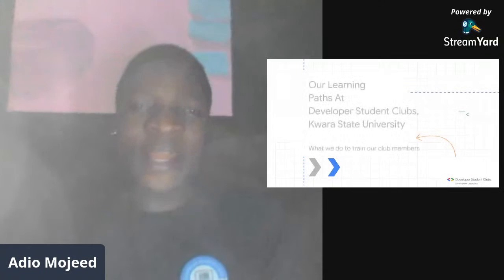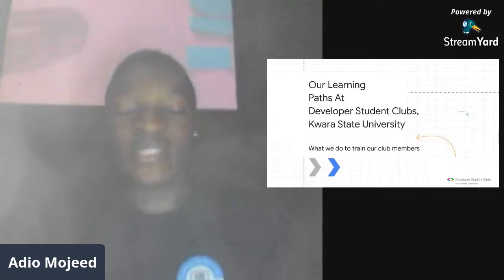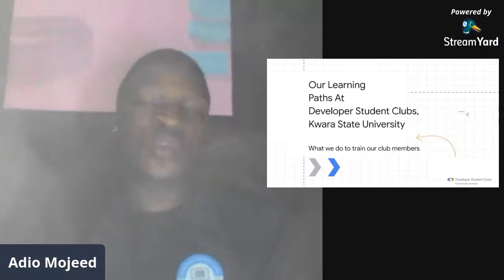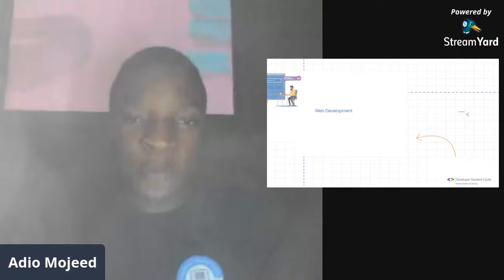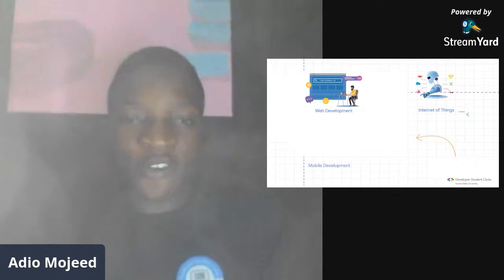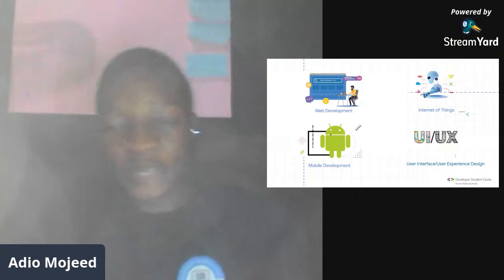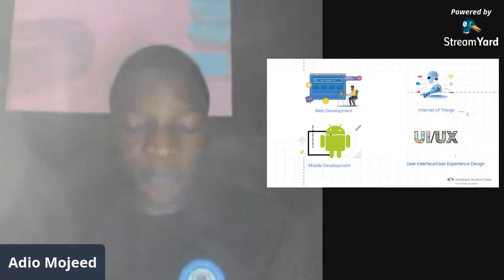Our learning path at Developer Student Club Kwara State University. What do we do at DSC Kwara State University? Do we just come together and see our faces? No, we have what we actually pick our students to. We have web development, Internet of Things, mobile development, and user interface, user experience design. These are the four main learning tracks we have in the DSC Kwasu chapter.